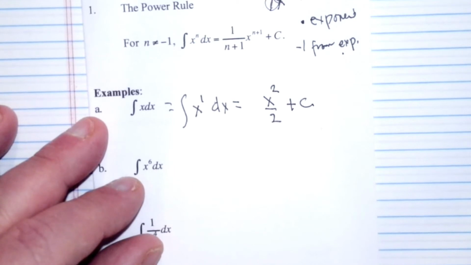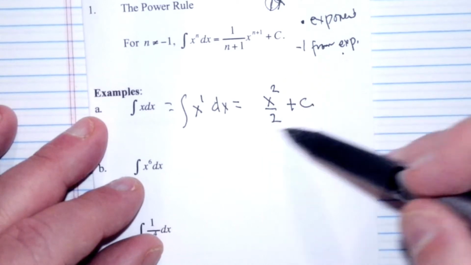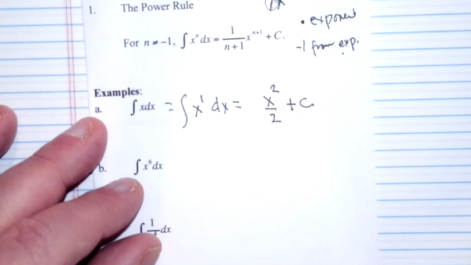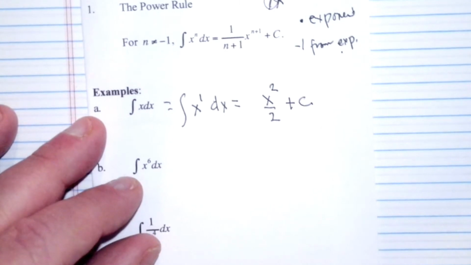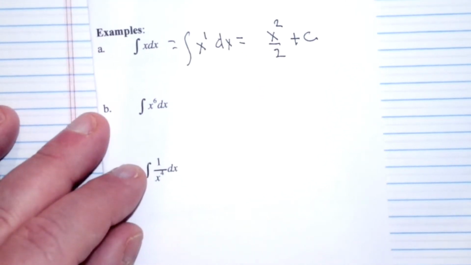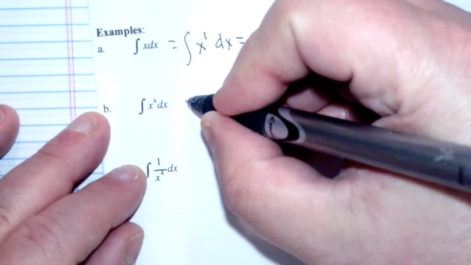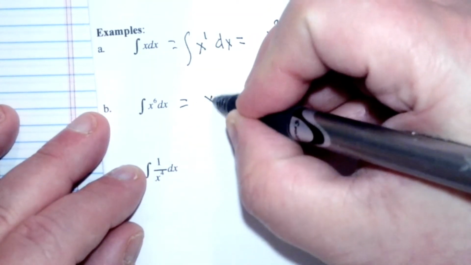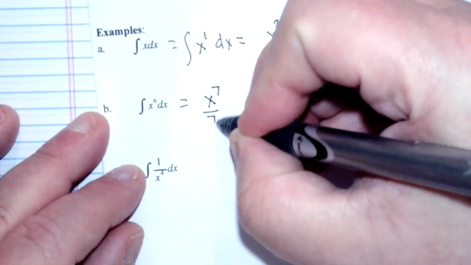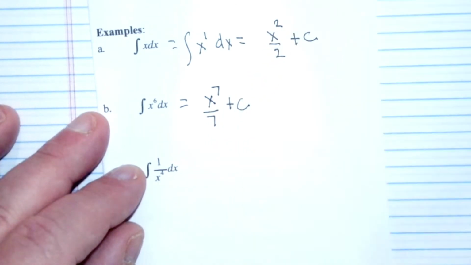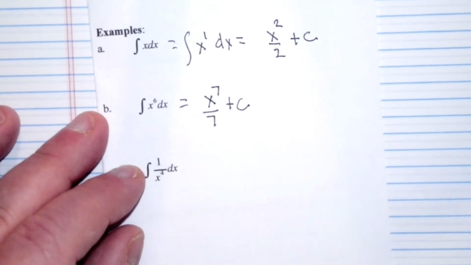Of course, you can probably guess how you might check your answer. You should be able to differentiate this and get back to x. So if you differentiate x squared over 2 plus c, you are going to get x. Alright? How about x to the 6th? Integrate x to the 6th. Add 1 to the power, so it becomes 7, and then divide by the new power. X to the 7th over 7 plus c.